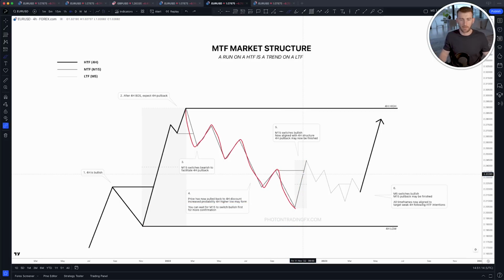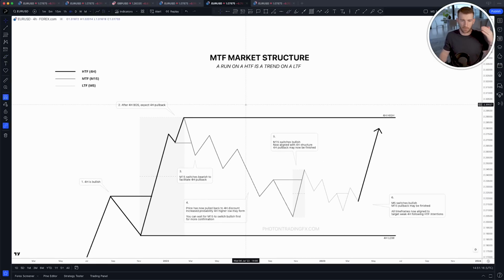So hopefully that's starting to make a bit more sense. It's the same framework we follow every time. Follow strong structure, target weak structure. Let's look at an example on the charts to really wrap this up and make it make sense.